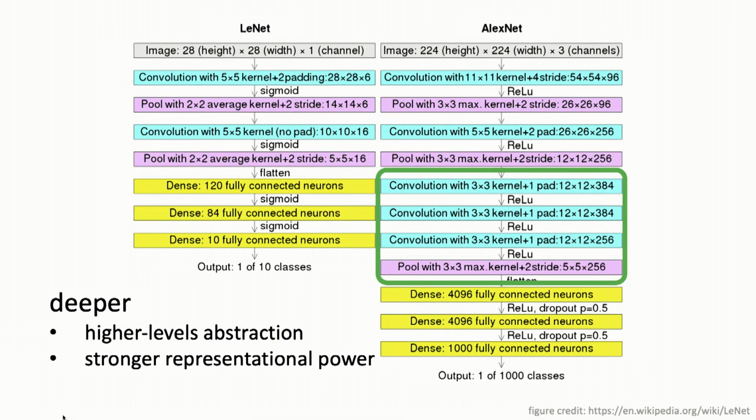The first difference is that AlexNet is deeper. It has 3 more convolutional layers and 1 more pooling layer. And these layers can help it to learn higher level abstractions from larger scale data. Then it is going to have a stronger representational power than the shallower models.